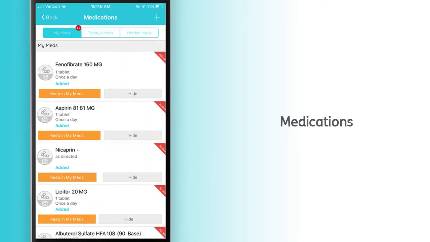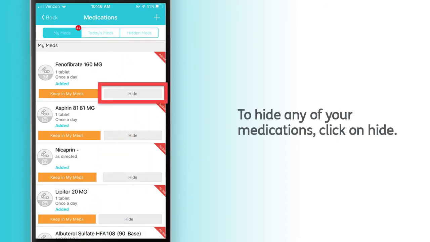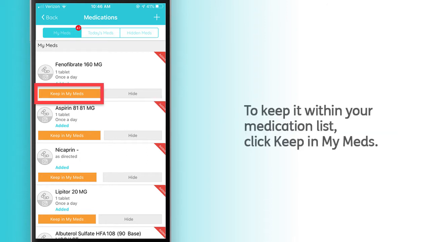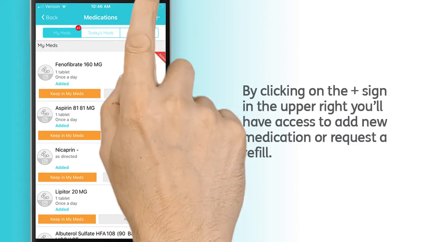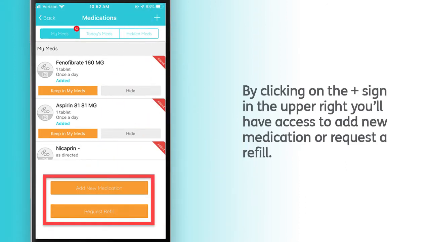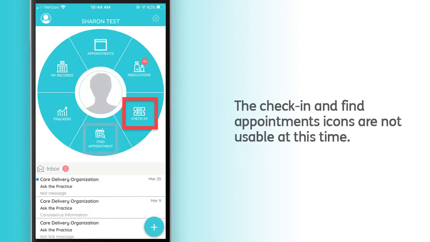You'll see a list of your medications. To hide any of your medications, click on Hide. To keep it within your medication list, click Keep in My Meds. By clicking on the plus sign in the upper right, you'll have access to add new medication or request a refill. The check-in and find appointments icons are not usable at this time.